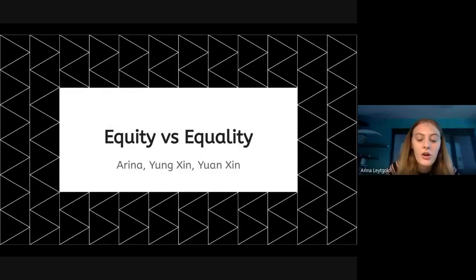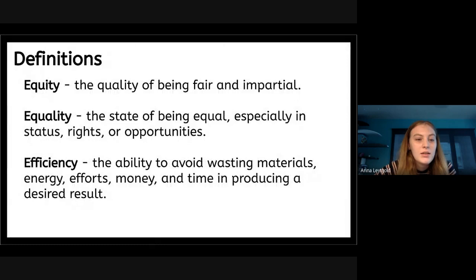So today we will talk about equity versus equality and their relation to efficiency. These are some of the definitions that we thought it is important to highlight. Equity is the quality of being fair and impartial. Equality is the state of being equal, especially in status, rights, or opportunities. And efficiency is the ability to avoid wasting materials, energy, efforts, money, and time in producing a desired result.